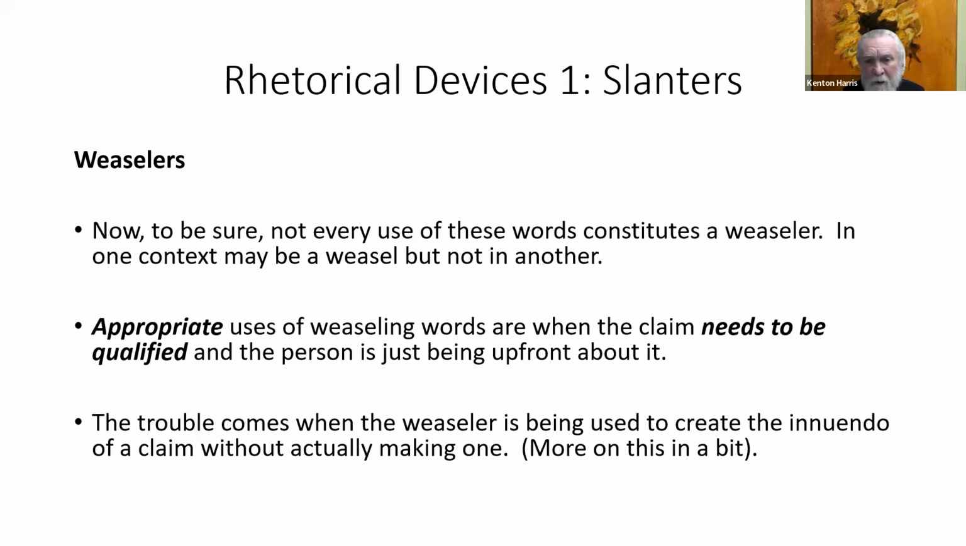Now, to be sure, not every use of these words constitutes a weasler. In one context, it may be a weasler, and in another context, not a weasler. Appropriate use of weaseling words is when the claim needs to be qualified and the person is just being upfront about it. The trouble comes when the weasler is being used to create an innuendo of a claim without actually making one, as in the previous example. Perhaps he's not qualified for that position.